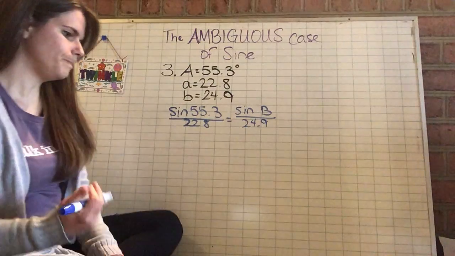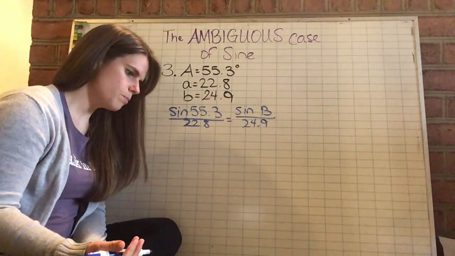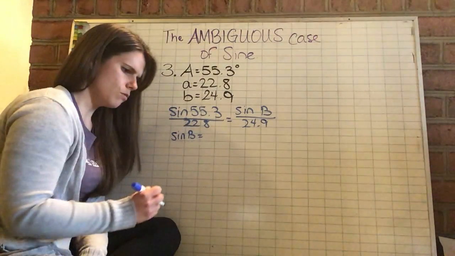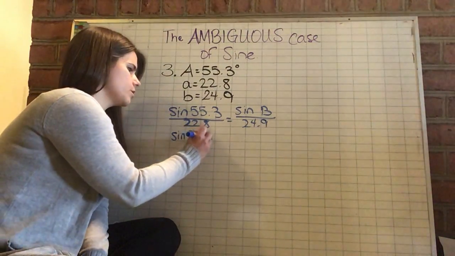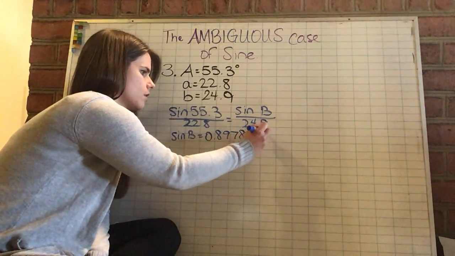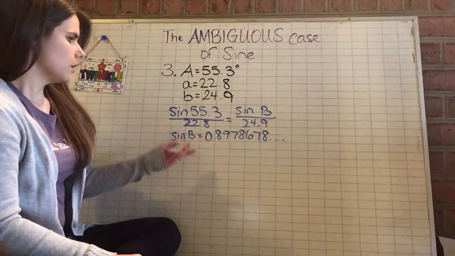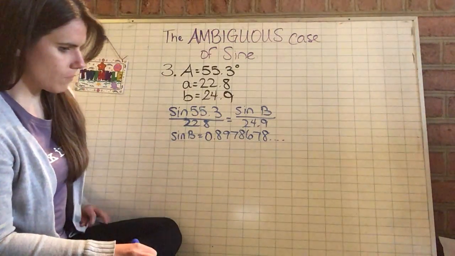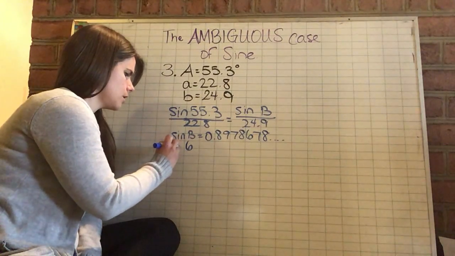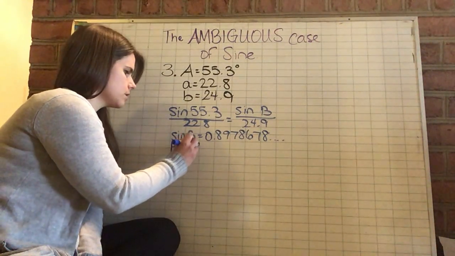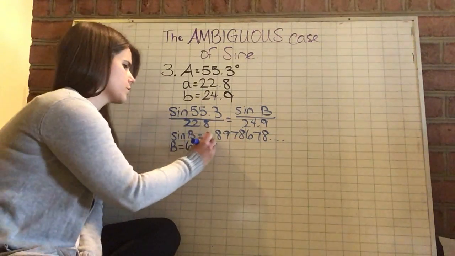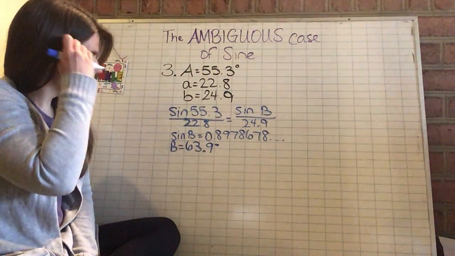So there's our setup. We go through, we cross multiply. We should end up with sine of B is equal to 0.89786678 and so on. Less than 1, take the inverse sine. We end up with B is equal to 63.9 degrees. So far, so good.